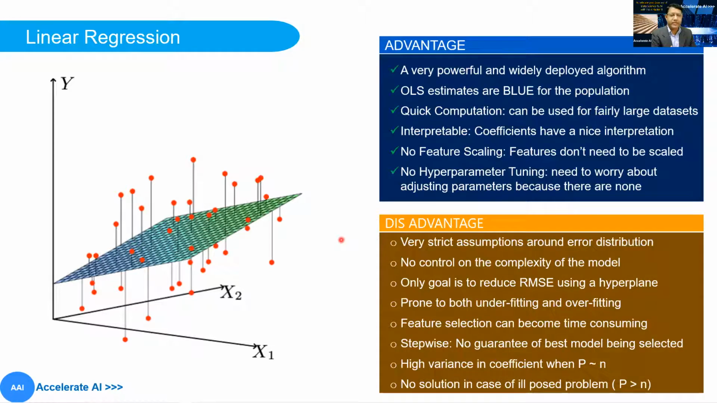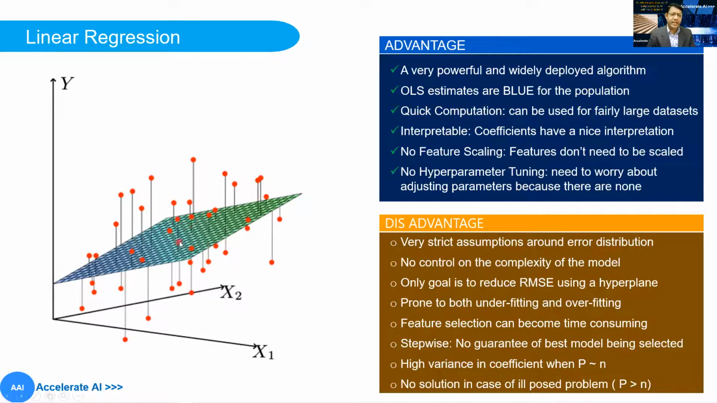So these are good advantages of linear regression. However, there are a few disadvantages as well. The very first being that linear regression makes some very strict assumptions around the data distribution itself, or error distribution in particular. The error has to be normally distributed with the mean 0. Also, there should be no heteroscedasticity in the data set. We also cannot have any kind of control on the complexity of the model.